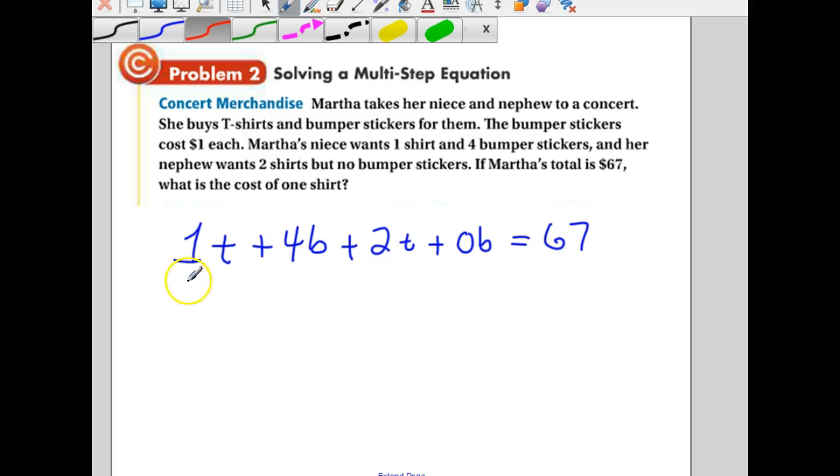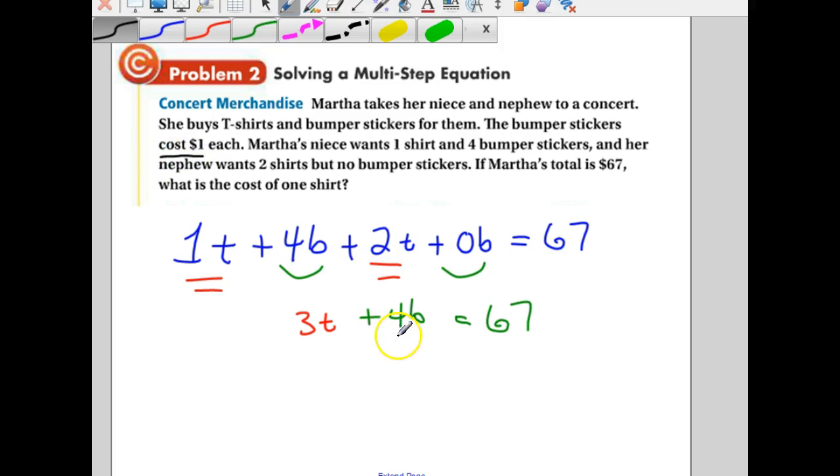Okay, then you can combine some like terms, this one and that one. You get 3T. How to combine these like terms, 4B, no B, so you got 4B. Together that equals 67. Okay, we are told in the question that the bumper stickers cost $1. That's $1 right there. So this is 4 times 1. That's 1, so it's obviously 4.